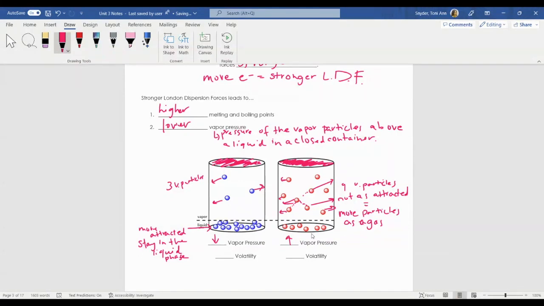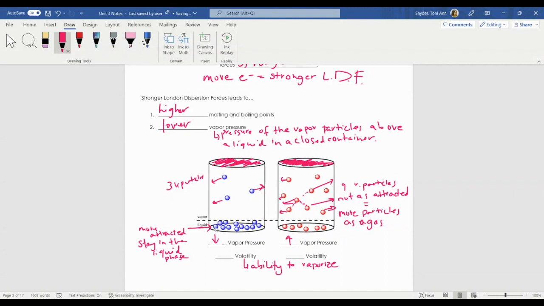So one of these, the one on the left, has the lower vapor pressure, whereas the one on the right has the higher vapor pressure. And we have to remember this relates to how volatile it is. Volatile is its ability to vaporize. A lot of people think that volatile means it's bad for you. Volatile just means how easily it is to vaporize.